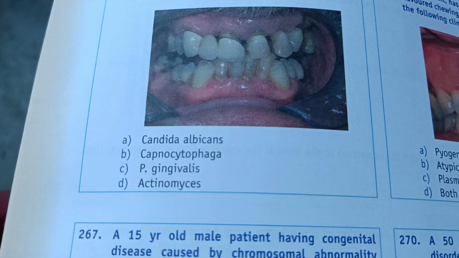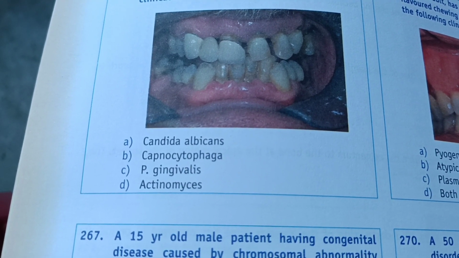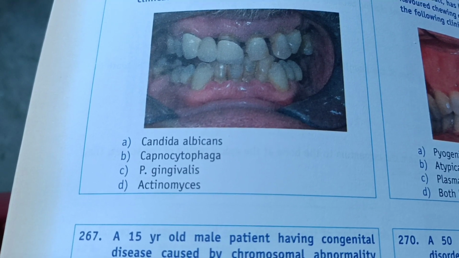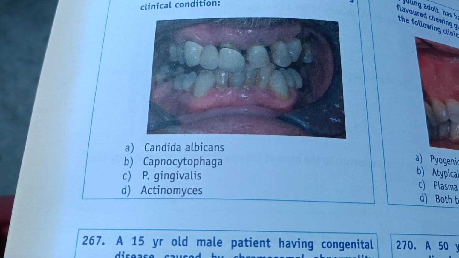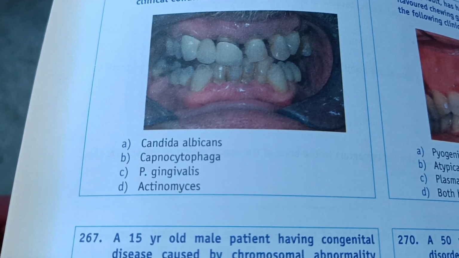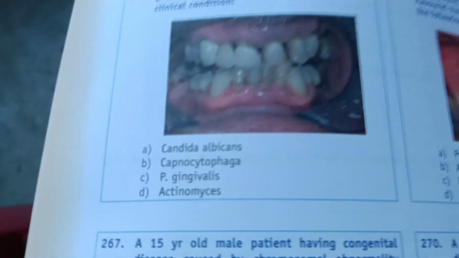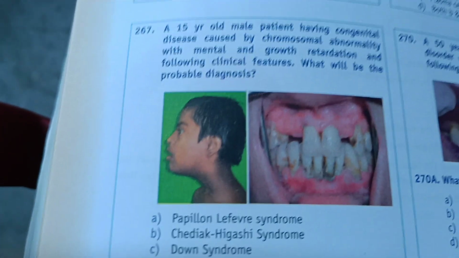gingivalis, P. intermedia, and C. rectus are predominant in severe periodontal lesion of patients with type 2 diabetes. So this is the main thing, that P. gingivalis is predominant in the lesion. P. gingivalis is basically present with type 2 diabetes. Okay, so here the answer is P. gingivalis. Come to the next question.